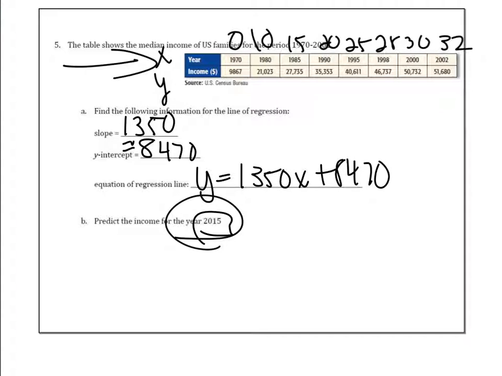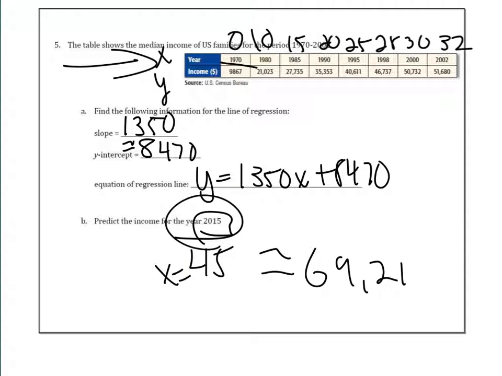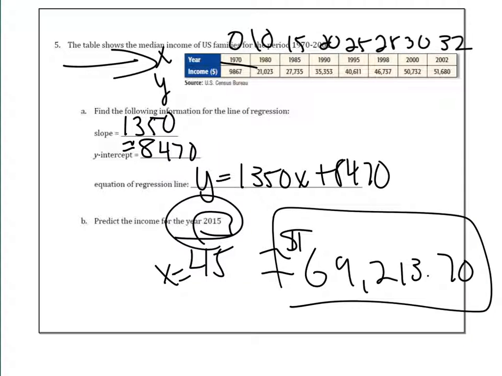So to 2015 from 1970, that would be 45 years. So that's like saying x is 45. So if I put that in, plus the 8470, I get approximately $69,213.70. So that's going to be approximate. That would be about as close as I was going to get.